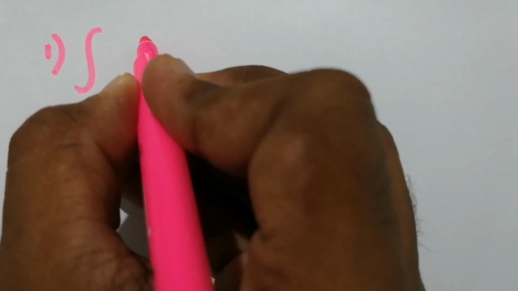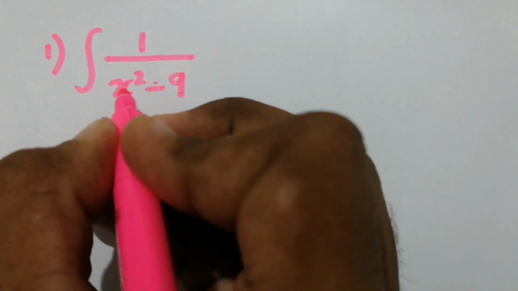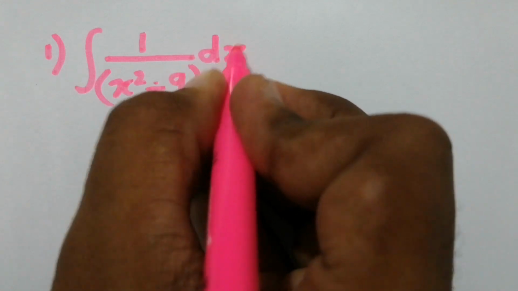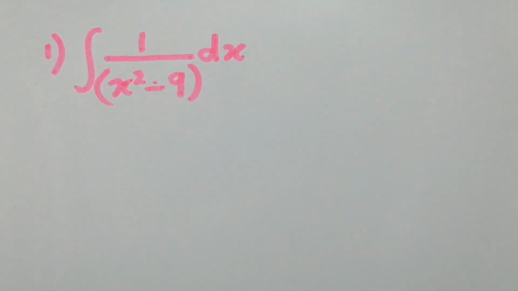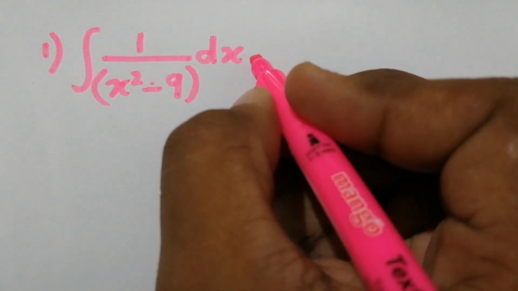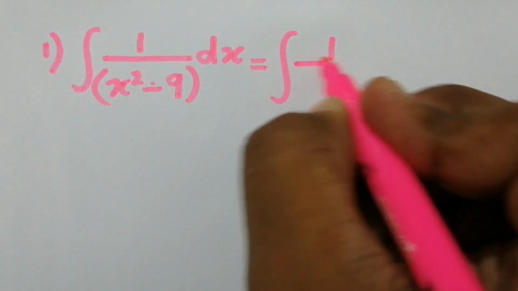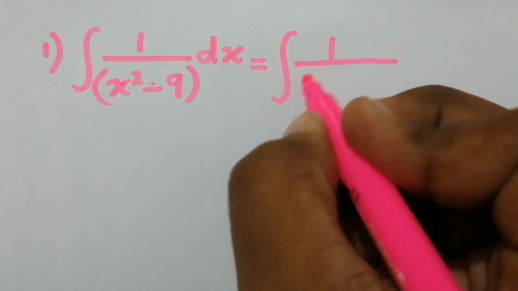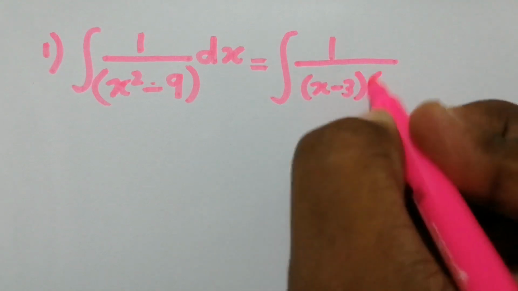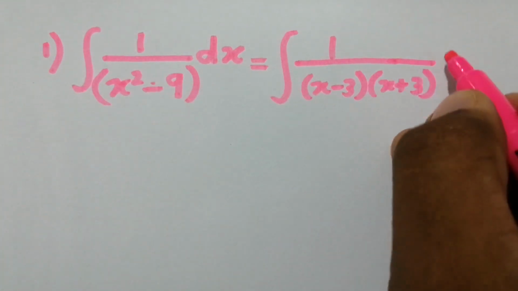The first example I am considering is the integral of 1 upon x squared minus 9 dx. Then I can make this into partial fractions. Before that, I can factorize the denominator as the integral of 1 upon x minus 3 times x plus 3. It is in the form of difference of two squares.